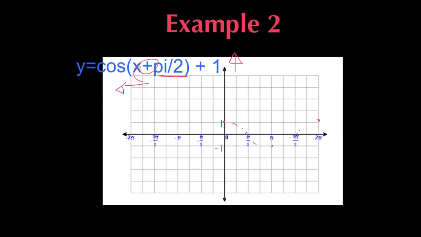So the first step, shift everything over to the left. Make this one dotted again. And now I'm going to shift everything up 1. And then my final graph is right here. And it would keep going in both directions.